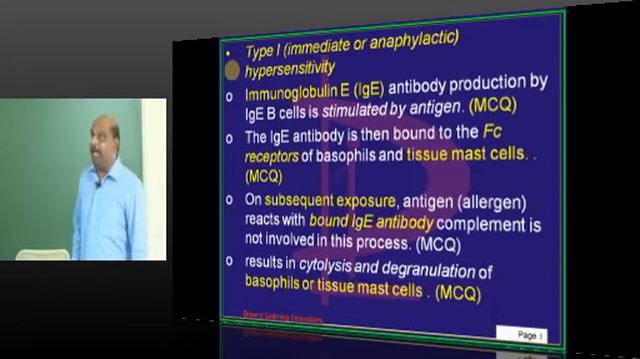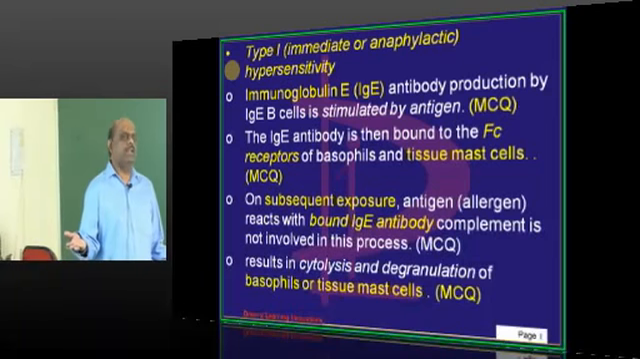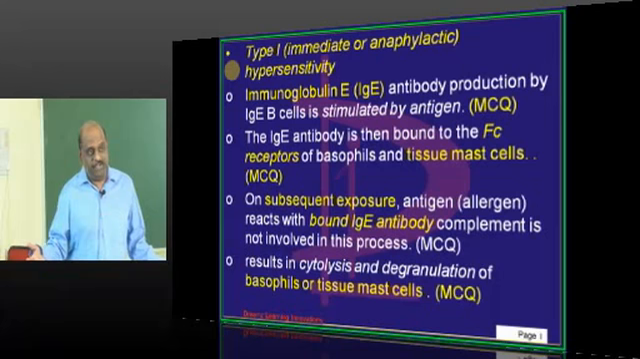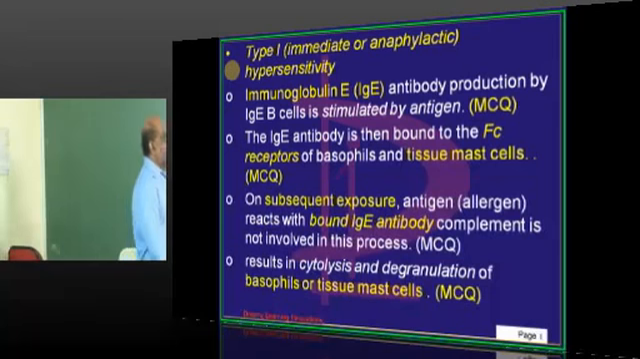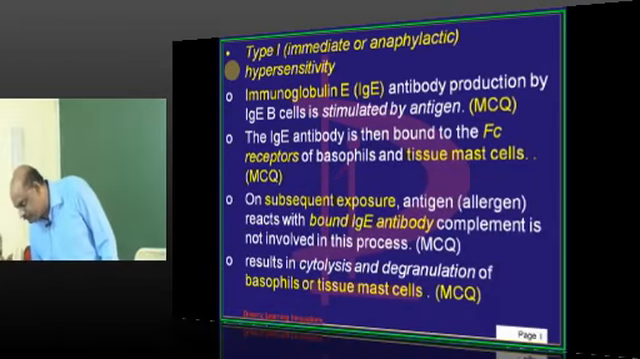Hypersensitivity. Are we going too fast? No, because we all discuss this in general medicine. But still we have a religious responsibility of reviewing it in pathology also before we go to exam. Now, hypersensitivity. Let's talk about it.